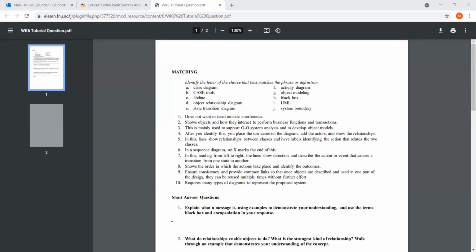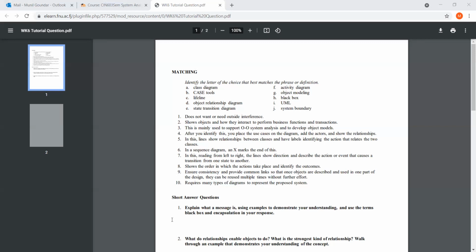Number 2 is object relationship diagram, which is D. Number 3 is UML, which is I. Number 4 is system boundary, which is J. Number 5, class diagram, which is A. Number 6, lifeline is C.